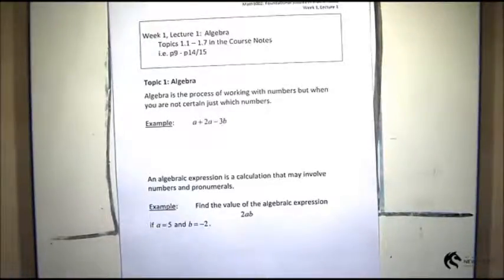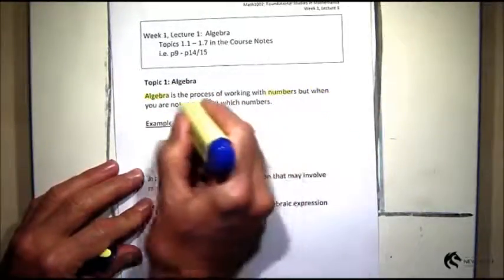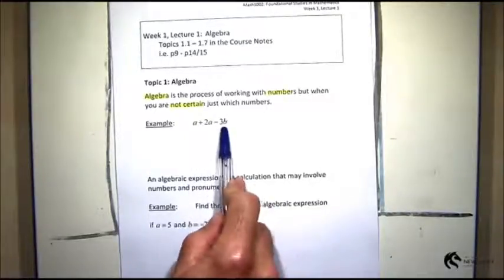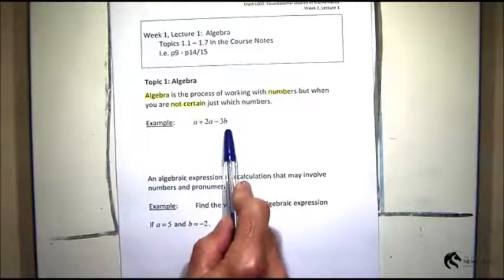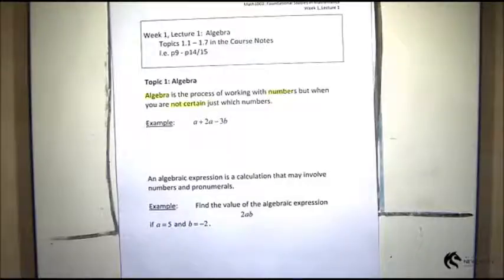What is algebra? Algebra is just working with numbers when you're not certain which numbers you're dealing with. In other words, I know this thing's a number. For example, this expression here, a plus 2a equal to 3b. The a and the b stand for numbers, I just don't know which numbers they are. So, if you know how to do arithmetic, you know how to do algebra. If you know how to add two numbers, algebra just says add them up.